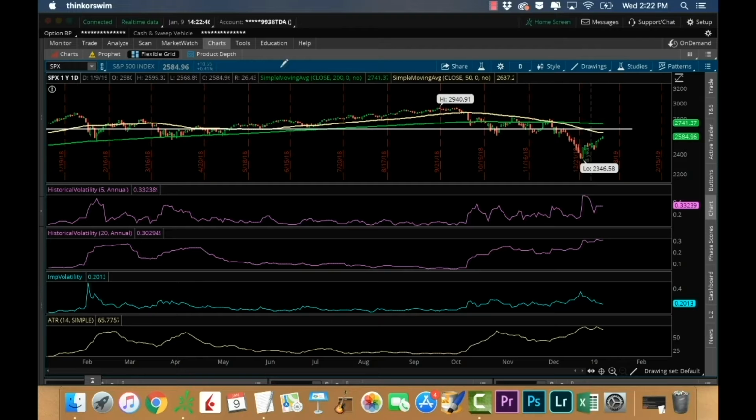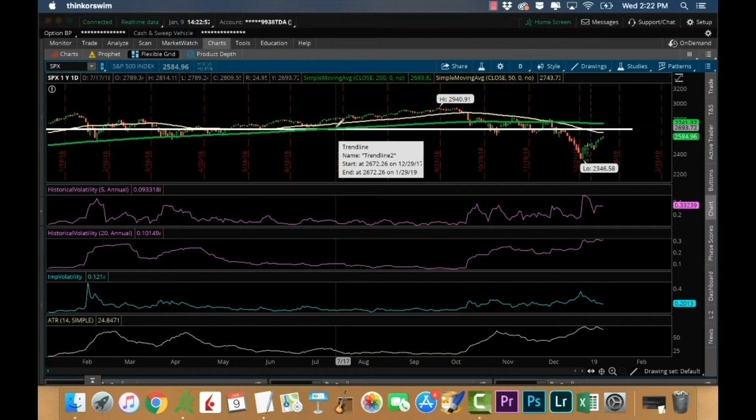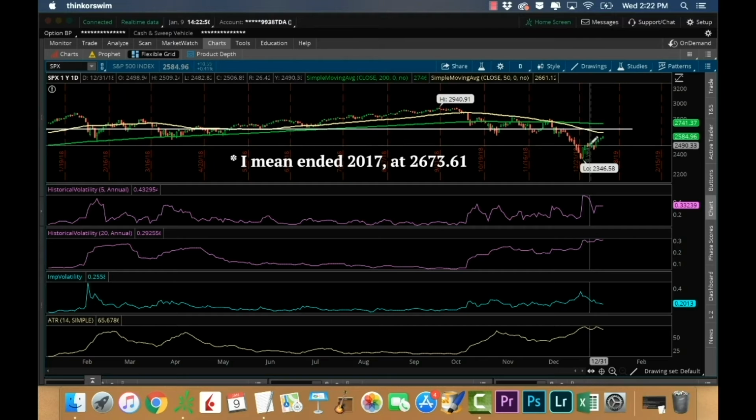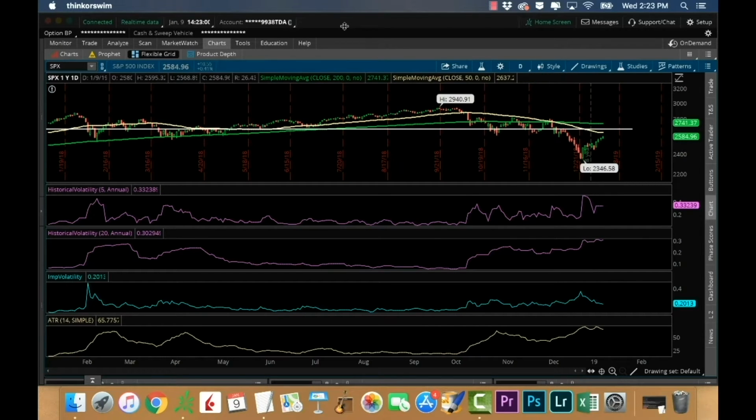So this is a 1-year chart of the S&P 500. This white line is still drawn from where we started the year in 2017. And you can see right there is the hash line ending 2018, substantially below. So this was actually the first year since the financial crisis that the S&P 500 on a total return basis was actually negative. We haven't seen that since 2008.